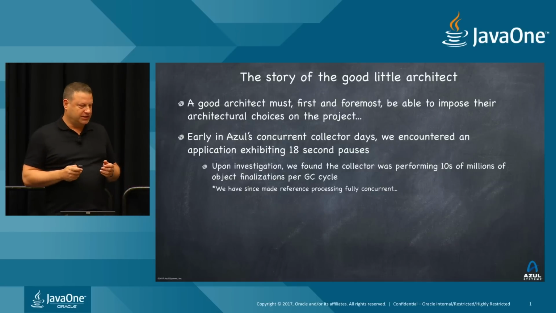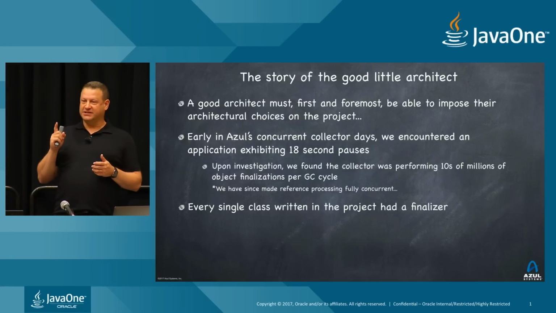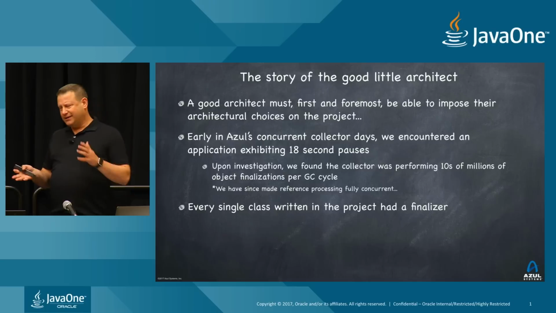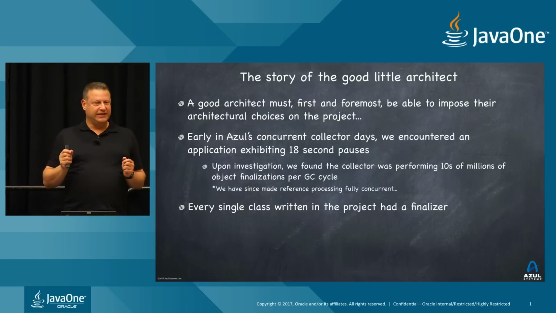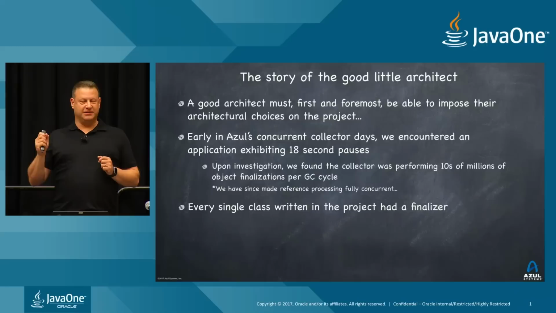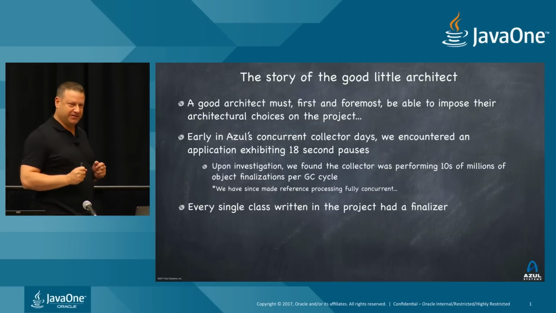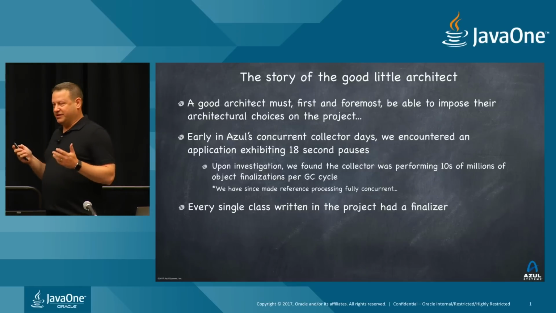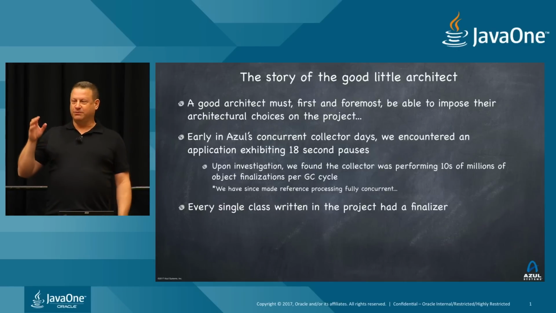So we dug into the application with the customer, and we found out that every single class written in a project that ran for about 18 months, over 10 people, had a finalizer in it. Every single class that this team wrote had a finalizer. There was a very good architect at play here. Nobody got away from doing this. But more interesting was, what did the finalizers do? Anybody want to guess what the finalizers do?